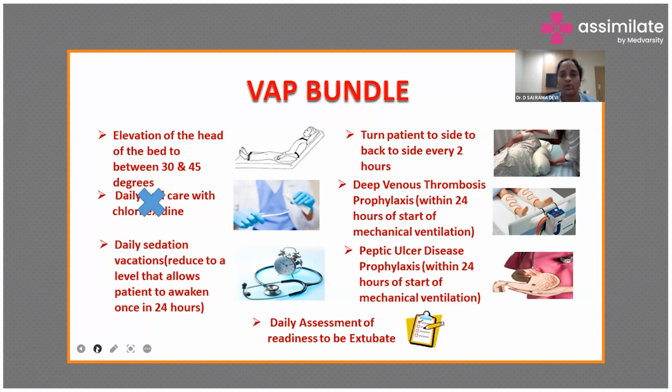Then deep vein thrombosis prophylaxis, which should be started within 24 hours of start of mechanical ventilation. It can be a chemical prophylaxis like low molecular weight heparin, or stockings, that is compressive devices. And peptic ulcer disease prophylaxis, which needs to be started within 24 hours of start of mechanical ventilation.